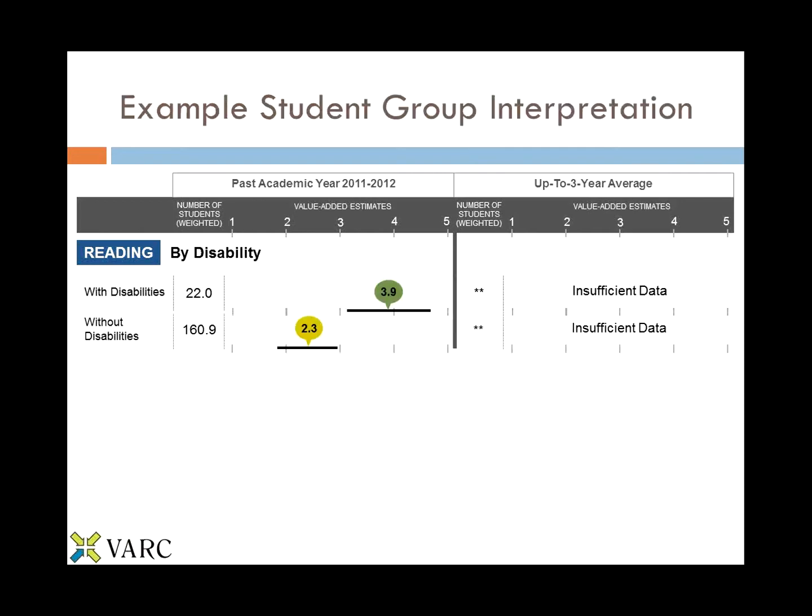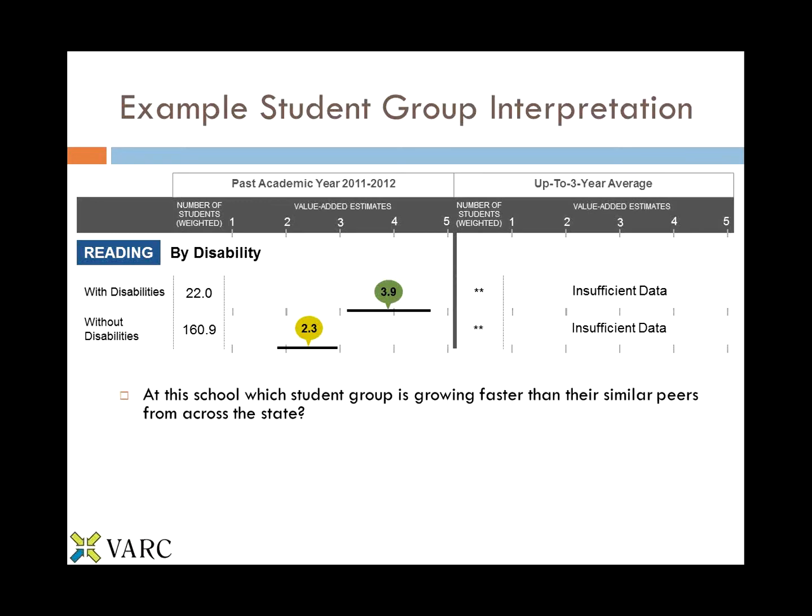Here's an example I wanted you to talk about in your groups. We have the with disabilities and without disabilities student groups report. In the interest of time, we'll just talk about this, because I don't want to go too far over. At this school, which student group is growing faster than their similar peers from across the state? Students with disabilities, exactly. So that one's pretty straightforward.